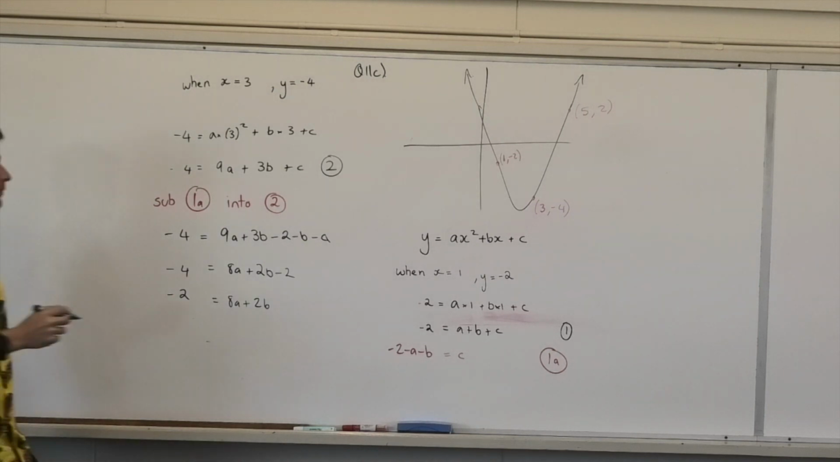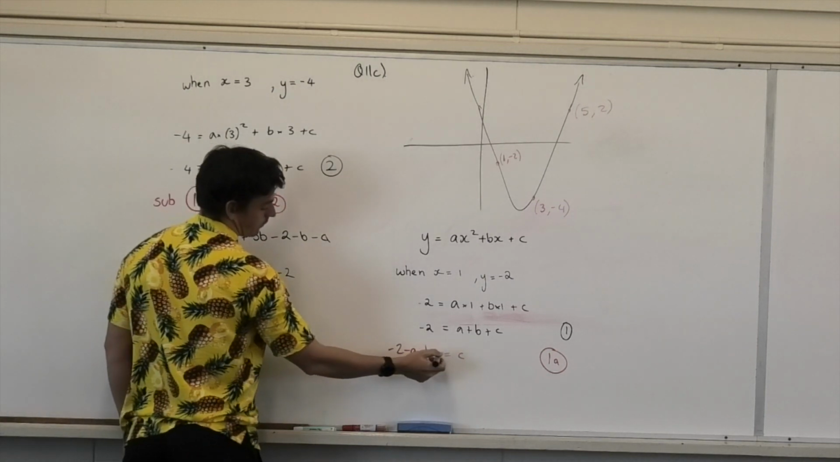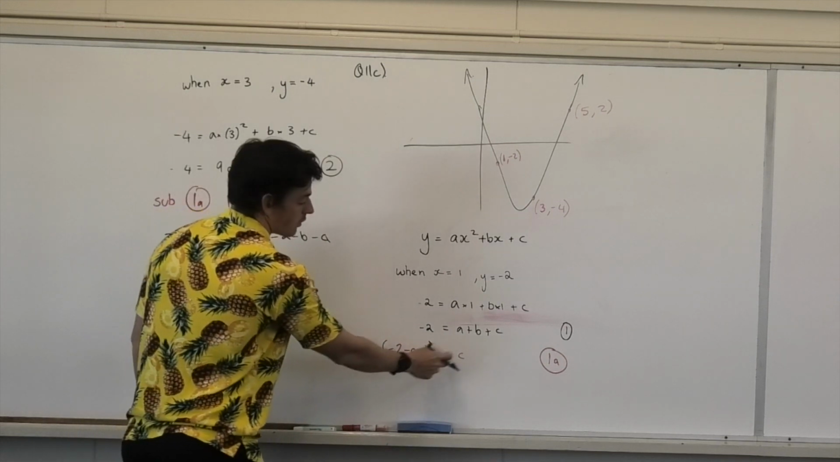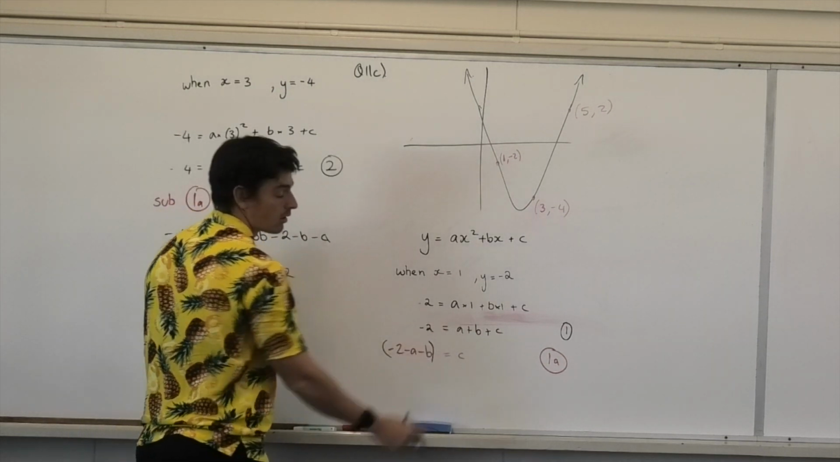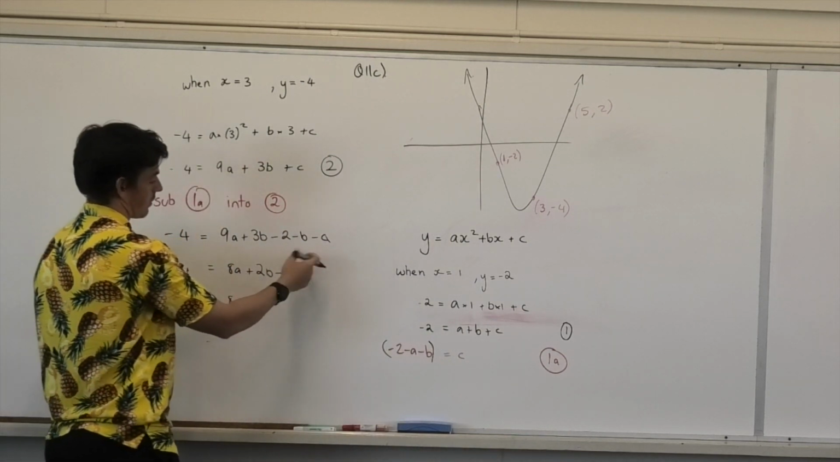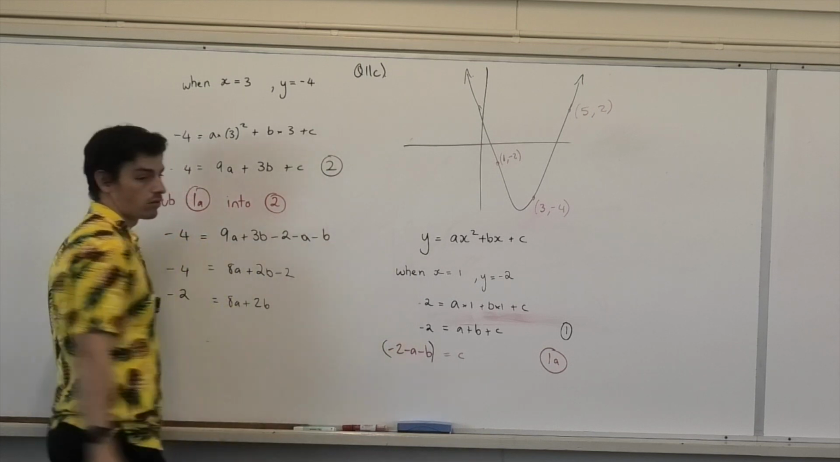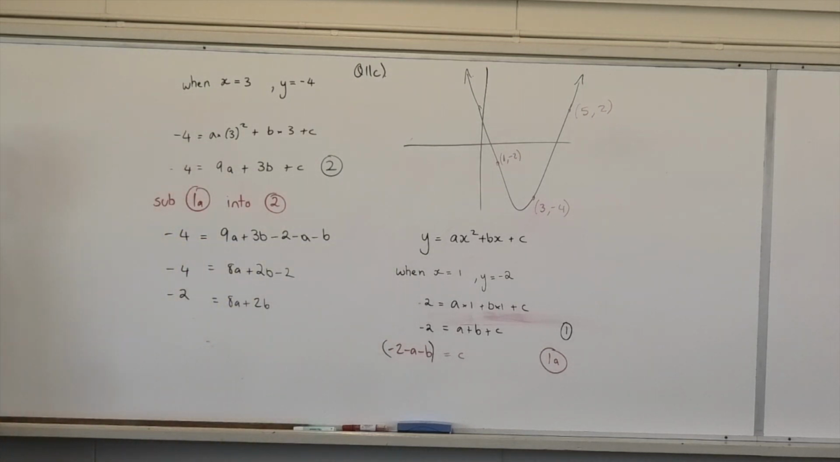The c. So that's c there. Why is it minus 2 minus a minus b? So I subtracted a, subtracted b. Why is one of them minus 2 minus b minus a? Okay. That's fine. That's fine. Just like that.